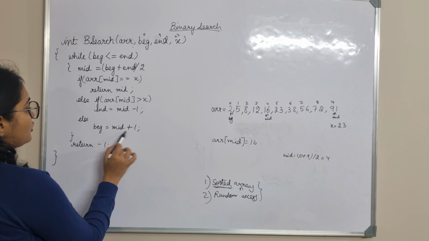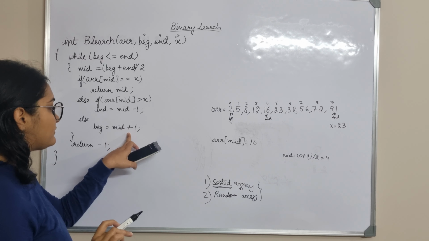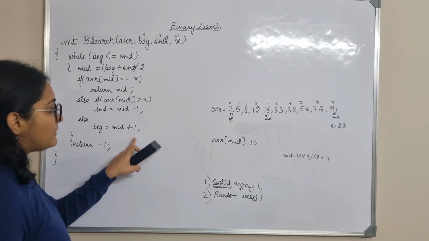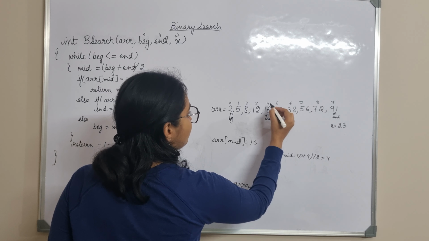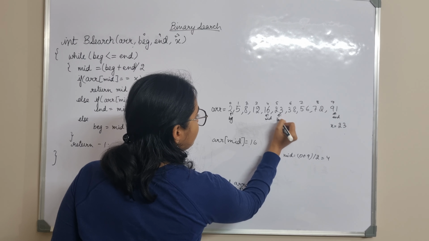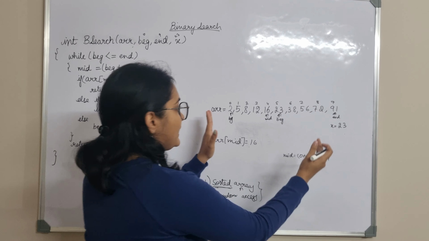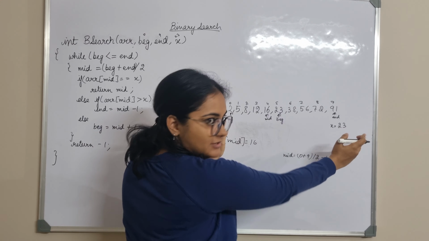Else beginning is equal to mid plus 1. So mid is 4, and beginning is equal to mid plus 1, which means 4 plus 1 is 5. Now beginning is this. So you saw how the earlier beginning was this, end was this. So the search space was this.